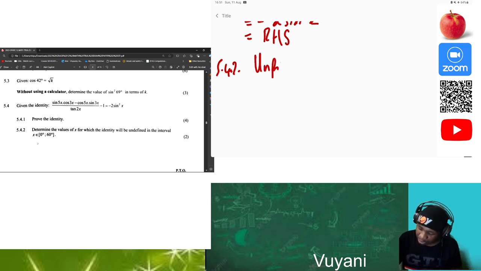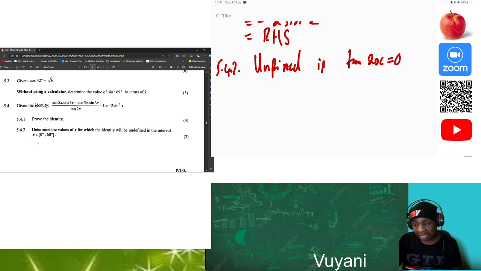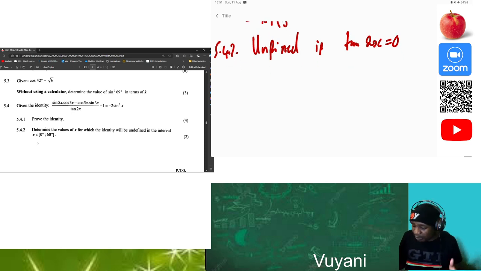So this function, or this trigonometric identity which we are given, is undefined if our tan 2x is equal to 0. If that is equal to 0, anything divided by 0 is undefined. It's literally undefined. So now we can solve this, because we know that tan of 2x is equal to 0, so that we can get an answer.